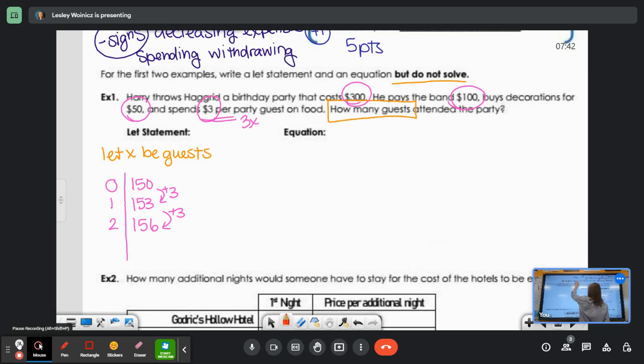Okay. So for our equation, we know that it's a total cost of $300. Well, that's a negative because that's not money that Harry is earning. He's having to spend that. So he's spending $300. Okay, that's the total. Now, what goes into that total? Well, we talked about it. Paying the band, $100. Buying decorations, costing another $50. All of these costs are money going out, so they're negative. All right. Costs him $3 per guest for food.